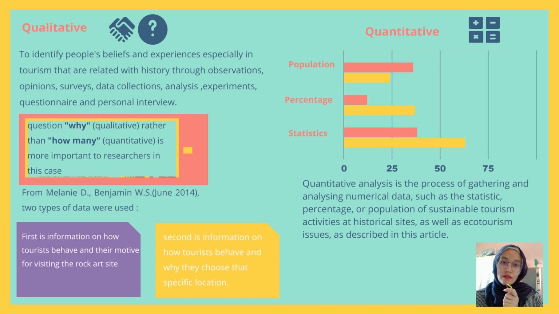So moving on to the quantitative method. Quantitative method also has been applied the most in the research. Quantitative is the process of collecting and evaluating numerical data, such as from the research article that use quantitative to identify the statistic percentage population of sustainable tourism activities at the historical site, as well as for ecotourism issues.